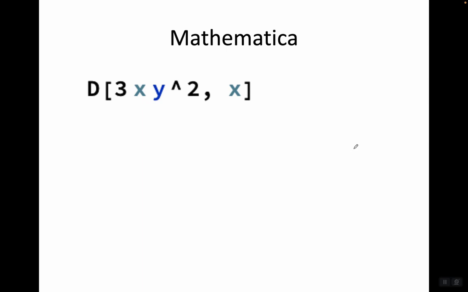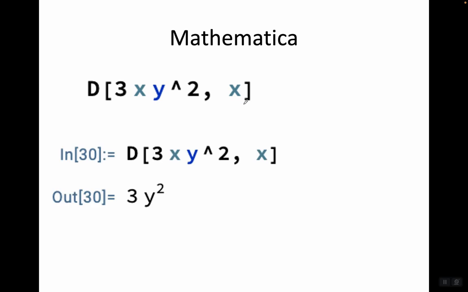But if you just enter into Mathematica, okay, D, that's the notation for derivative. This is the function that we want to differentiate. That's the variable we want to differentiate with respect to. If you enter that, Mathematica just spits out this. It spits out 3y squared, which is not the answer we wanted. Notice what went wrong. It's taking the partial derivative of this with respect to x, and that's not what we want. We want to treat y as a variable of x.